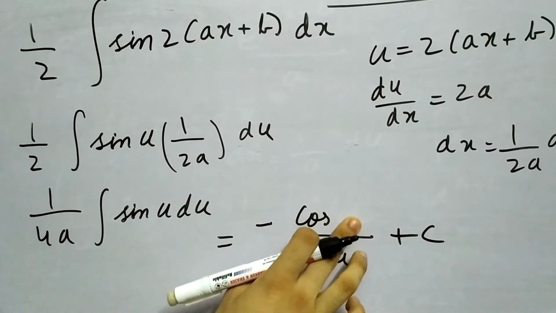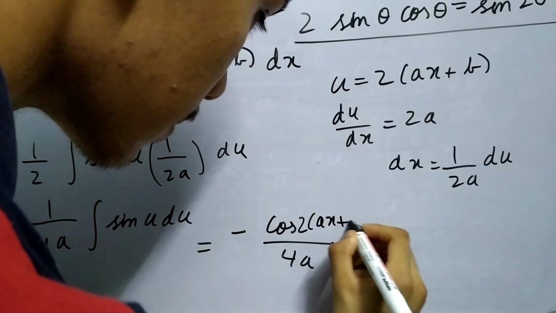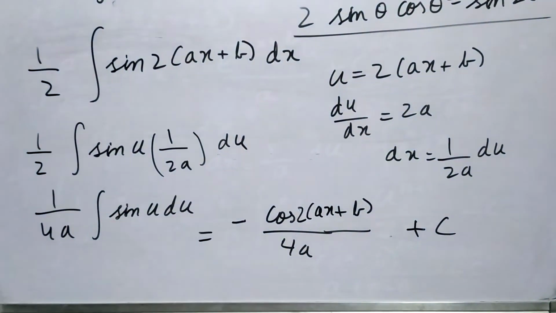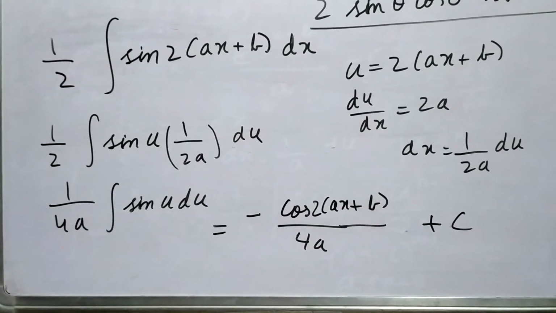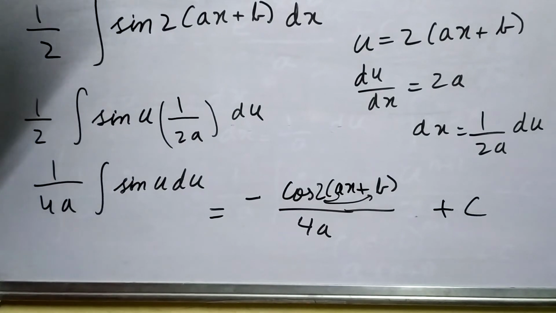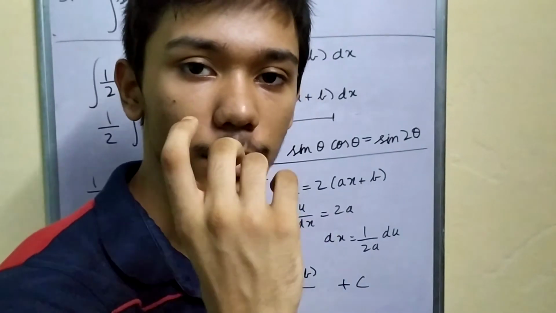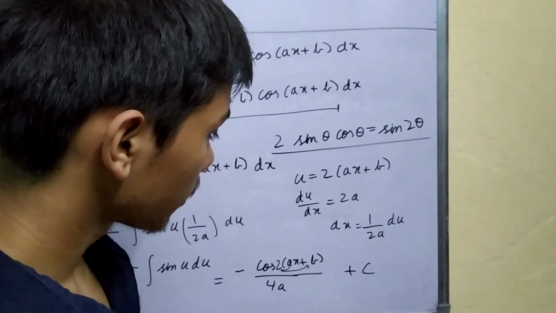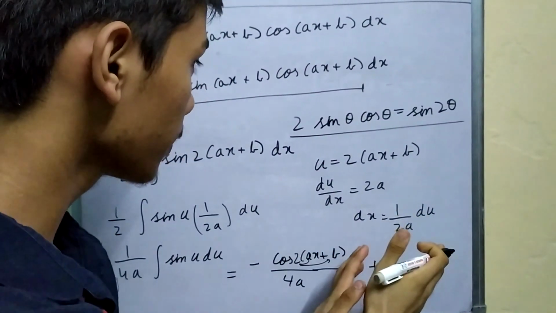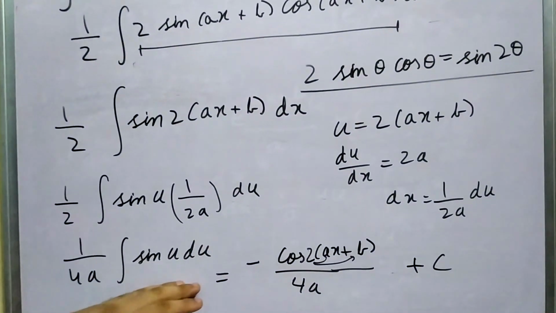And what is u? u is 2 times ax plus b. So minus cos of 2 times ax plus b, over 4a, plus c. This is your result of integration. Or you can just move the 2 inwards if you are not comfortable in this form. So that's where the trick lies, to pick u in such a manner that you get dx as some constant into du in this form, so that you can easily integrate such functions.